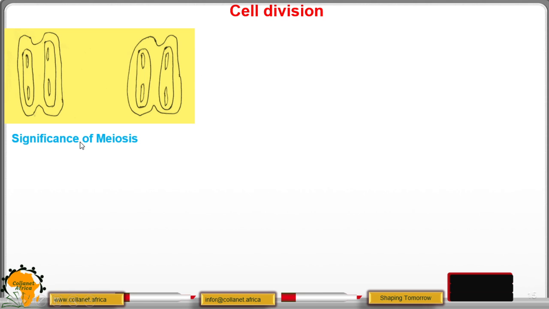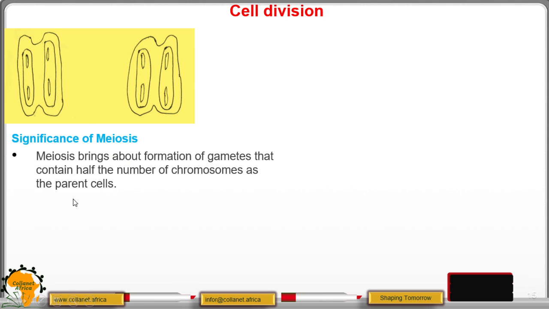We want to look at the importance of this process of meiosis. So we say meiosis brings about formation of gametes that contain half the number of chromosomes as the parent cell. We have all said that if the mother cell is having a diploid number of chromosomes, then during meiosis, it results into haploid number of chromosomes after division.